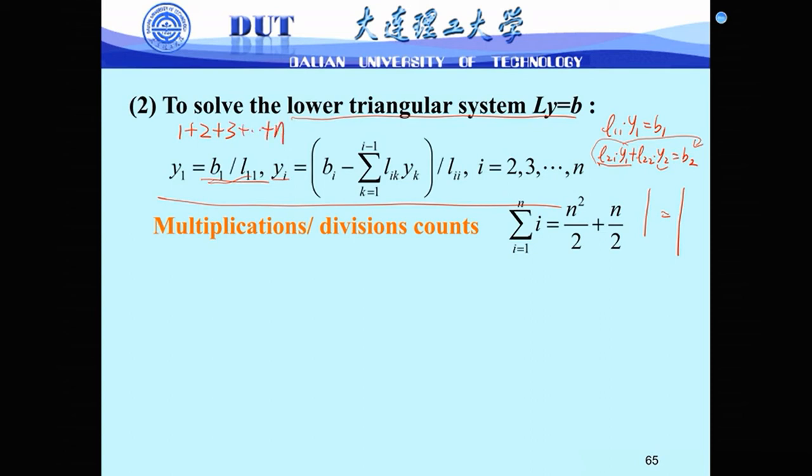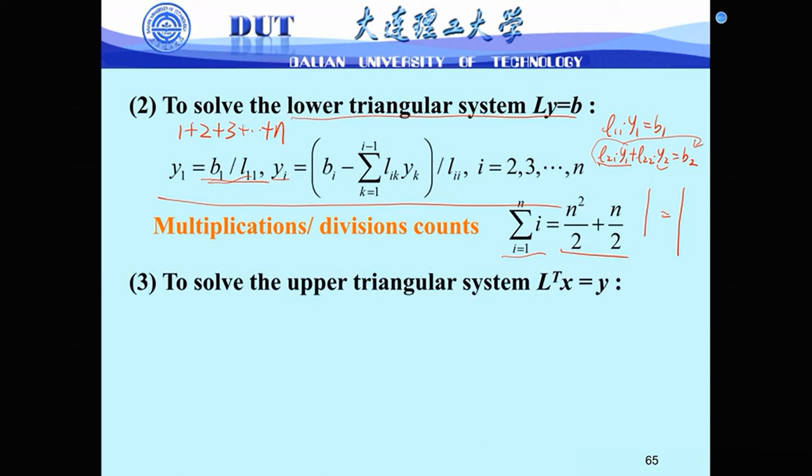Last is n. So it is a summation of i from 1 to n, right? So you know the summation is n squared over 2 plus n over 2. Okay, last step is to solve the upper triangular system, L transpose multiply x equal to y. So we come to the last equation, backward substitution.